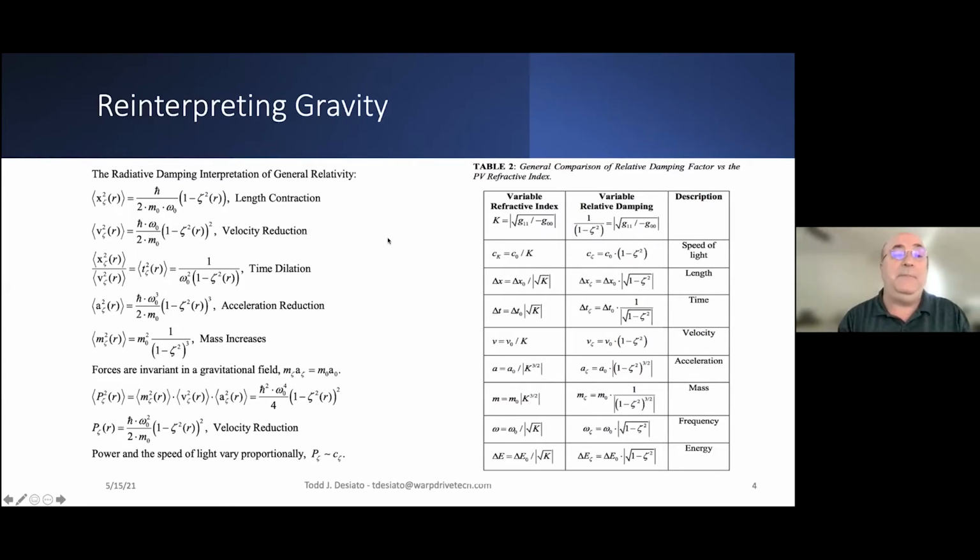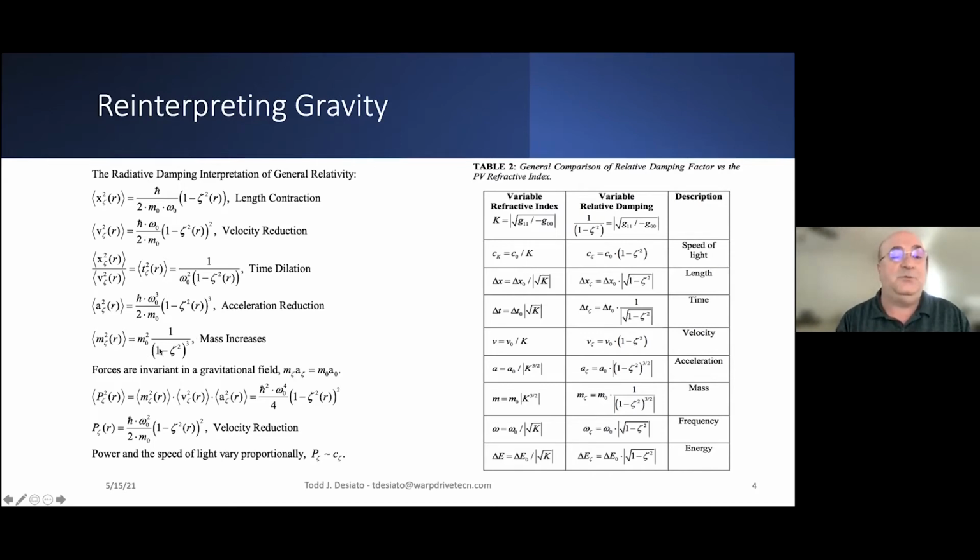And these come from the mean square probability values from the quantum mechanical harmonic oscillator. And so X squared is the mean square position range. That's the probability cloud of the particle. The velocity is the mean squared velocity. X squared over velocity gives you the mean squared time period, so that gives you time dilation. And A squared, the mean squared of the acceleration, and acceleration is reduced if the damping factor is greater than 1, or it's increased if the damping factor were less than 1.